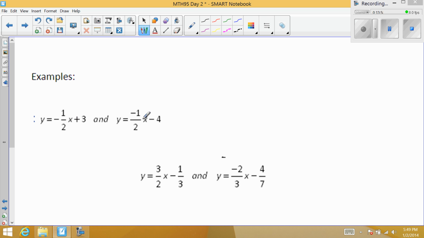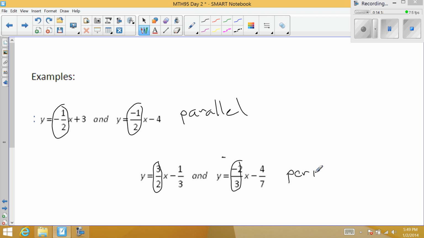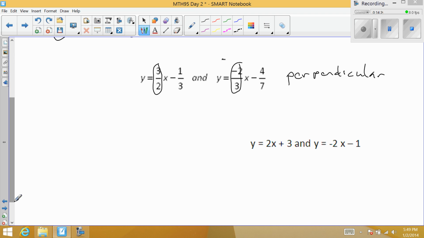Okay, so these 2 lines, this one has a slope of negative 1/2, and this one has a slope of negative 1/2. So these 2 lines are going to be parallel. This one, the slope is 3 over 2, and this one, the slope is negative 2 over 3. These 2 lines are going to be perpendicular. These 2 lines, one has a slope of 2, the other has a slope of negative 2, are going to be neither parallel nor perpendicular.